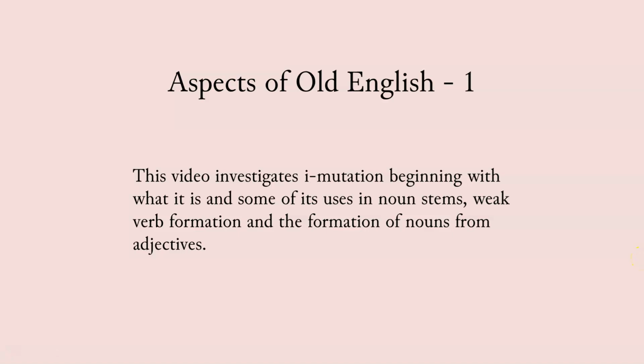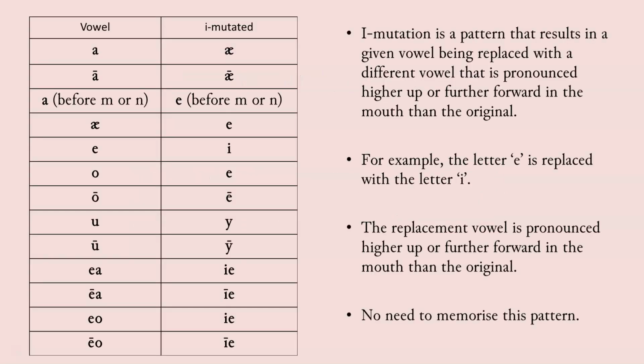This video investigates i-mutation, beginning with what it is and some of its uses in noun stems, weak verb formation, and the formation of nouns from adjectives. So i-mutation is a pattern that results in a given vowel being replaced with a different vowel that is pronounced higher up and further forward in the mouth than the original. So, for example, the letter E is replaced with the letter I.